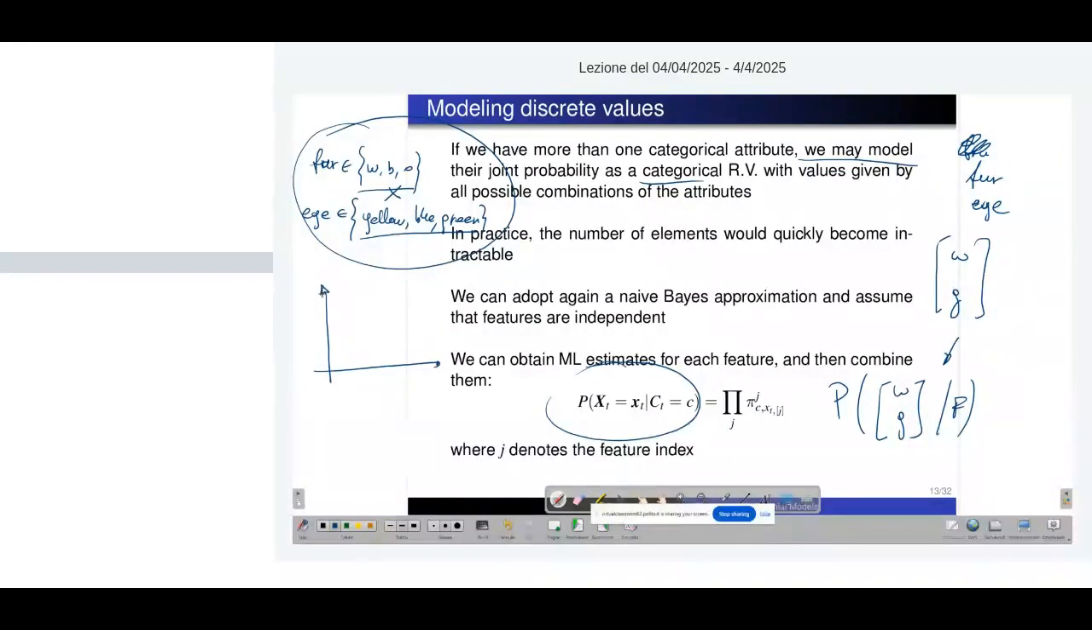If I look at it in 2D, I have fur and I have eye color. I will have 3 values for the fur, 3 values for the eye color. My possible samples will be all the possible combinations of these two.